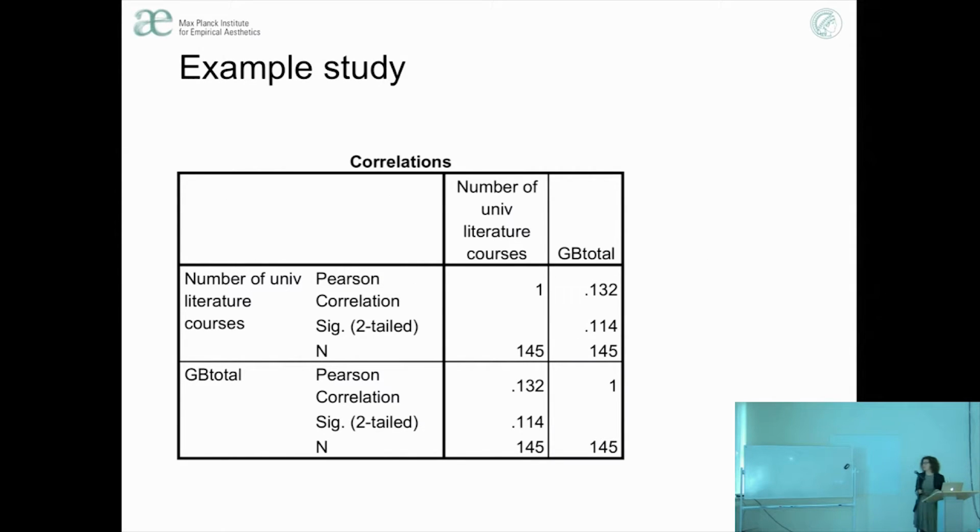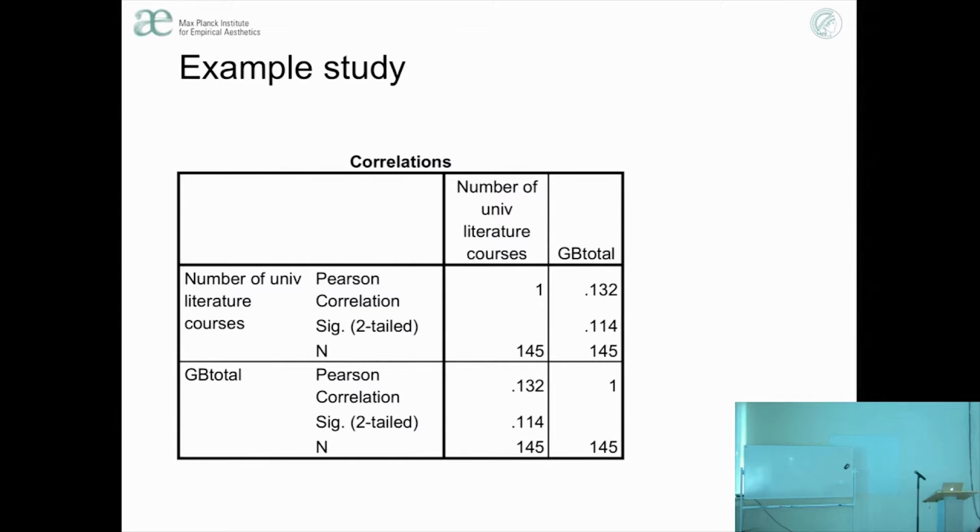So an example from the example study, I ran a correlation on two of the variables in the iPad study. I found a variable in there that said number of university literature courses that the participants partake in, and then their total transportation score, because I thought those might relate to each other. So what we see here again, the N indicates that there's 145 people in this particular sample. Then you can see this number here, that's the actual correlation coefficient, so it's 0.132. And the sig here always indicates the p-value of a certain test, so the probability level.